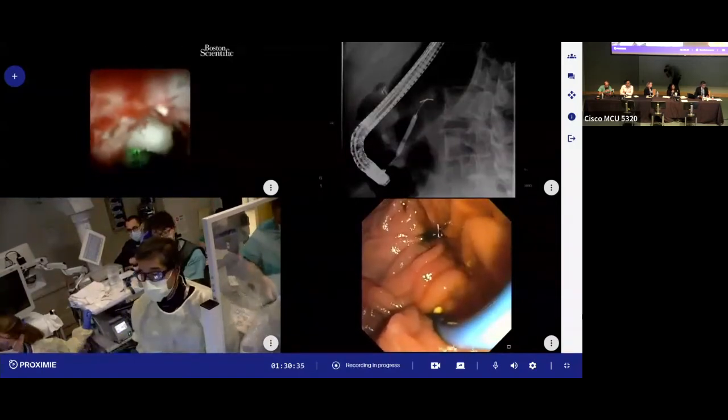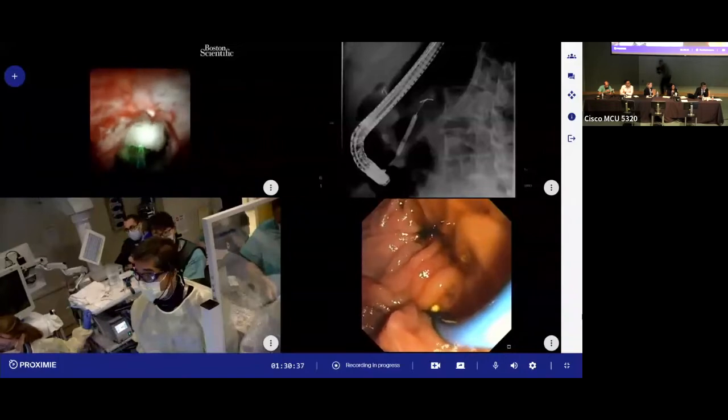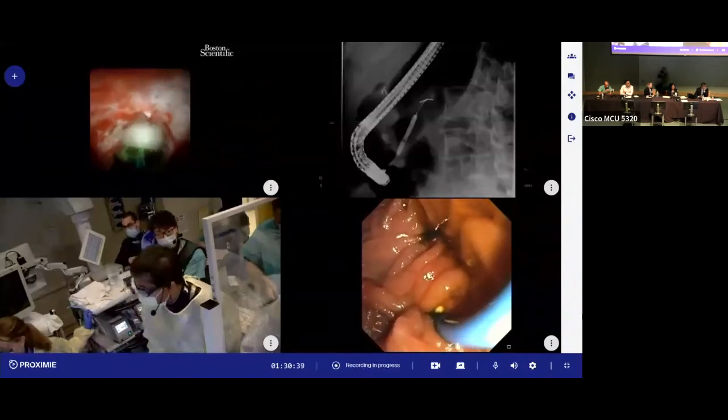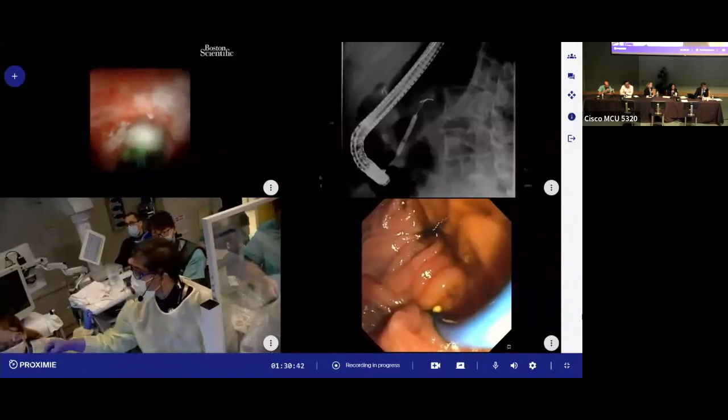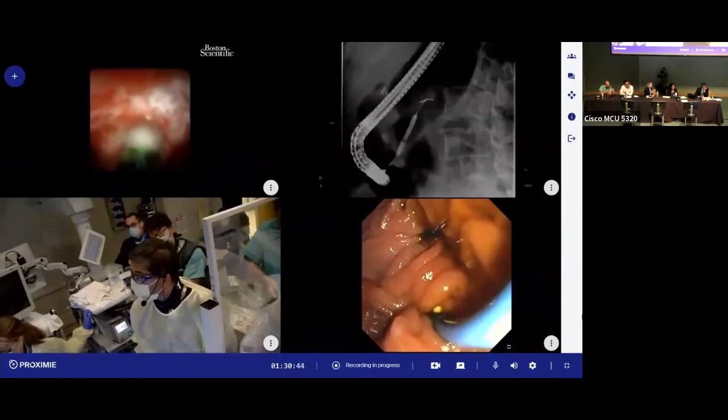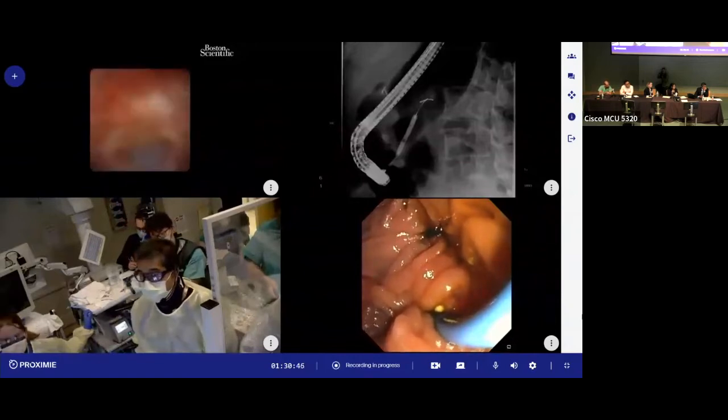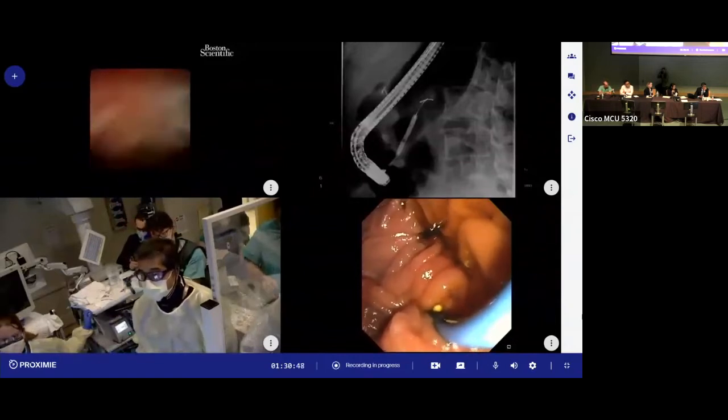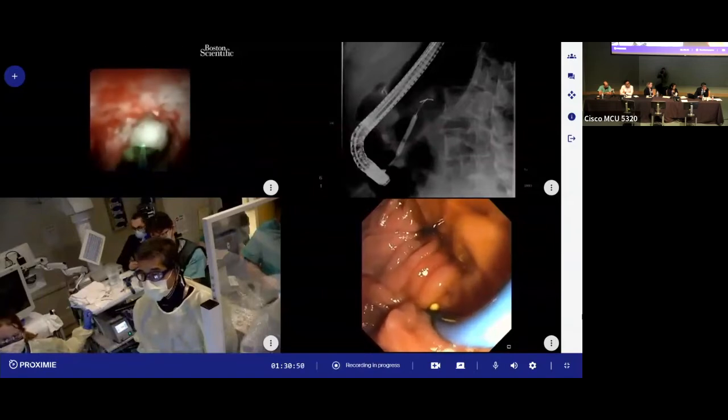But this is a great case where ESWL probably would not be effective, because there's still a factor that you're not able to treat with ESWL. And so by doing ERCP and pancreatoscopy-guided lithotripsy and laser stricturoplasty, you're able to treat the stone and the stricture at the same time.